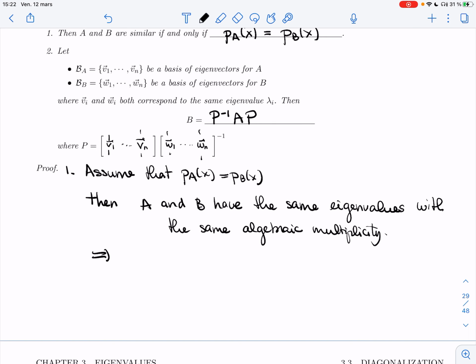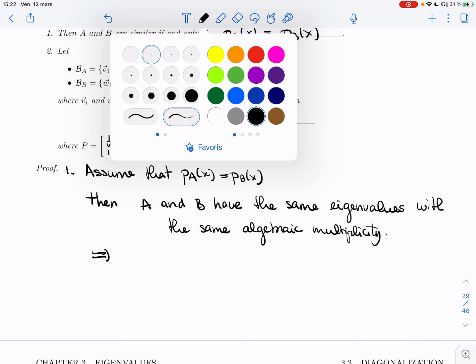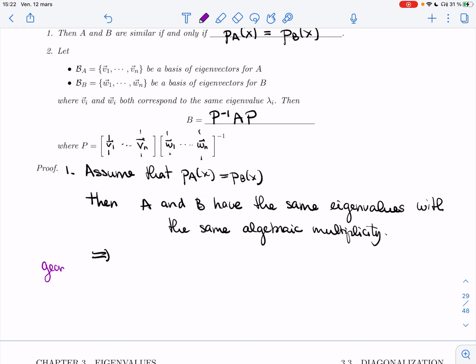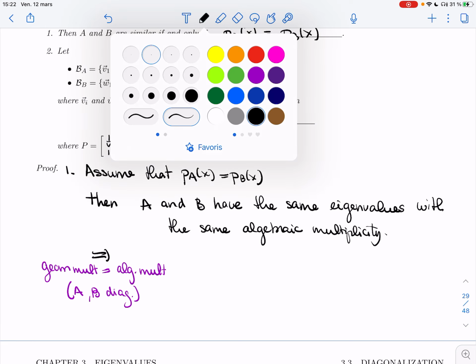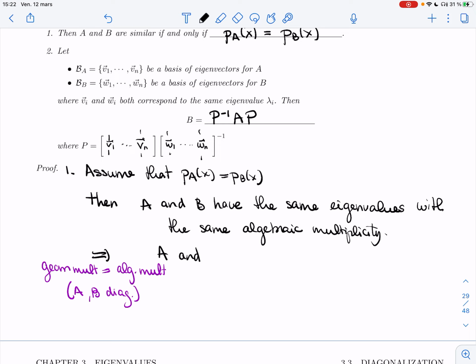But then that means, since algebraic multiplicity is the same as geometric multiplicity when they're diagonalizable, that A and B have the same eigenvalues with the same geometric multiplicity.